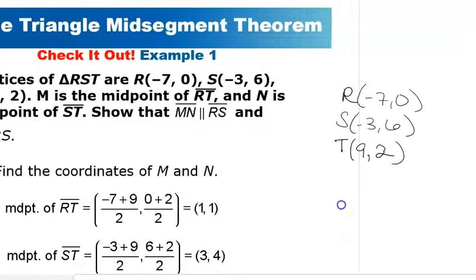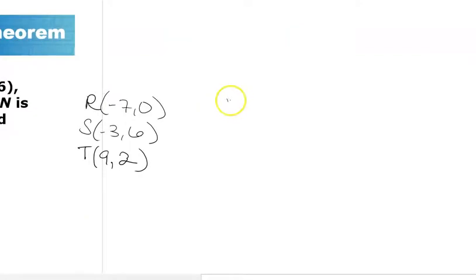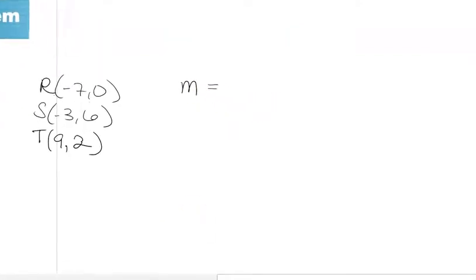Okay, now we have M is the midpoint of RT. And now we're going to find the midpoint. So for finding point M, we're going to find the midpoint of R and T. So remember your midpoint formula. You're going to have the two x's added together, divided by 2, and the two y's added together, divided by 2.